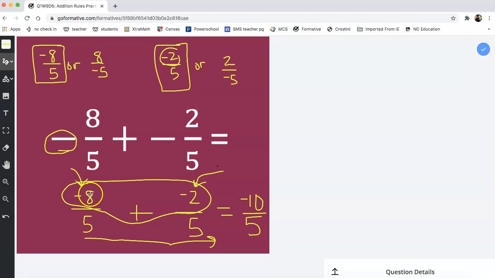Think of it this way. Negative 8/5 plus negative 2/5 gives you negative 10/5. And that is equivalent to, well, 10 divided by 5 is 2. That's equivalent to negative 2. You'll learn later that a negative divided by a positive is equal to a negative. So the final answer is negative 2.